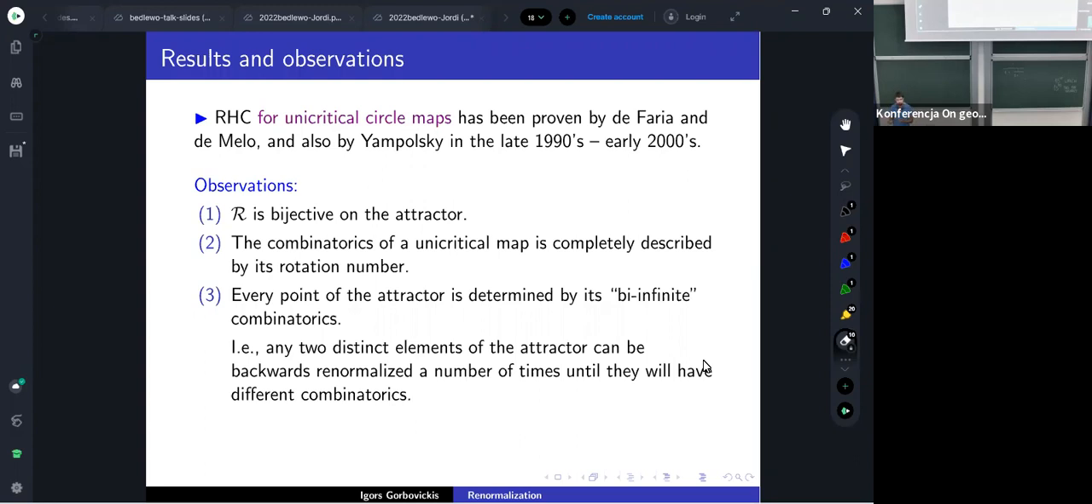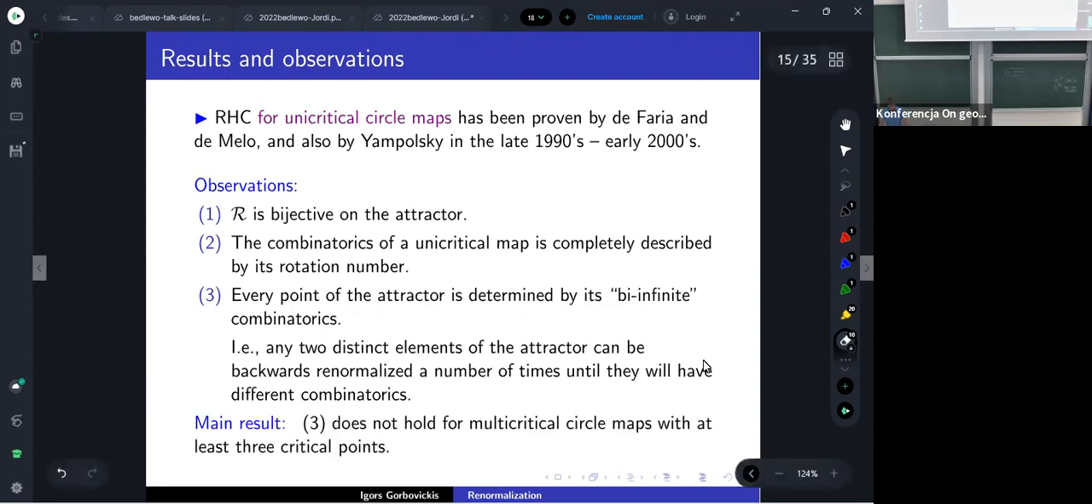So since the renormalization on the attractor is bijective, we can backwards renormalize. So we can backwards renormalize to some point when the rotation numbers will be different, so the combinatorics will be different. This is what I mean by saying that every point of the attractor is determined by its bi-infinite combinatorics.